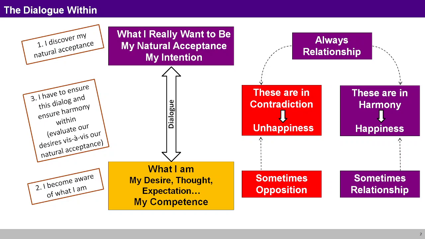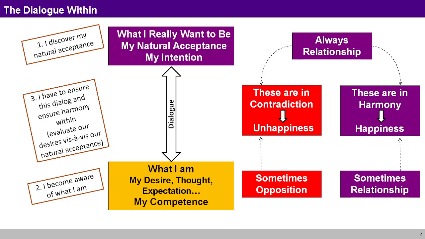And what I really want to be is my natural acceptance. That is called my intention. So it is a dialogue between what I am and what I really want to be. It's a dialogue between my desire and my natural acceptance, my thought and my natural acceptance, and my expectation with my natural acceptance. So natural acceptance is in dialogue with your desire, thought, and expectation. It happens continuously, between what I am and what I really want to be.